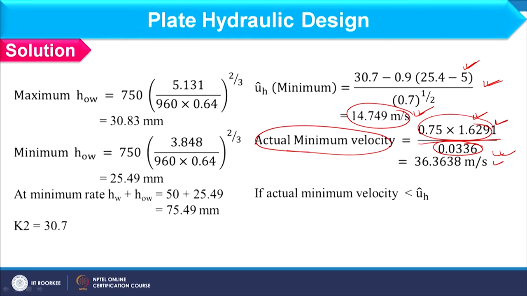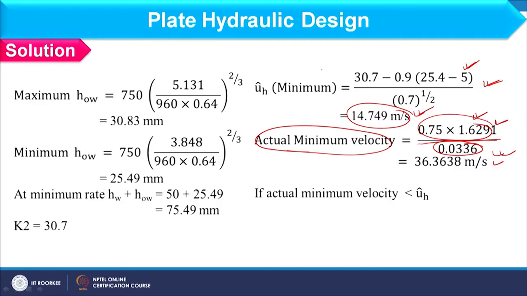However, if it is not satisfied, what can you change? You cannot change the actual minimum velocity of the vapor, because that you obtain based on the volumetric flow, and that is based on the mass flow, right? So, that you cannot change. You can change the minimum design velocity, and that is given here. So you can try different values of hole diameter and decrease this value, right? In this way you should meet the weeping condition.